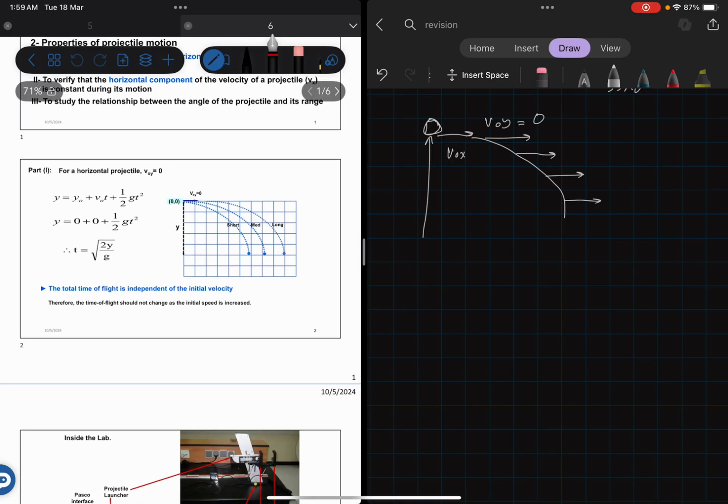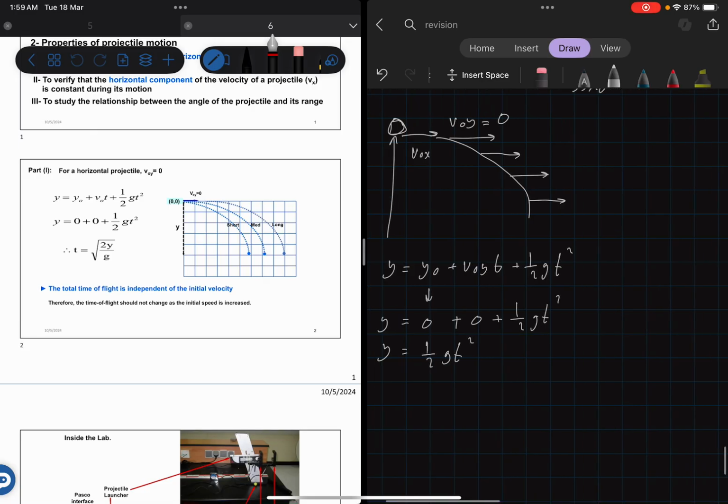For horizontal projectile, v naught y is 0, so we have this formula, the same thing but in the y-axis, and we have g. As always, y naught is 0 and v naught y is 0, so 0 times t is 0, and we have half g t squared, and we end up with y equal to half g t squared.